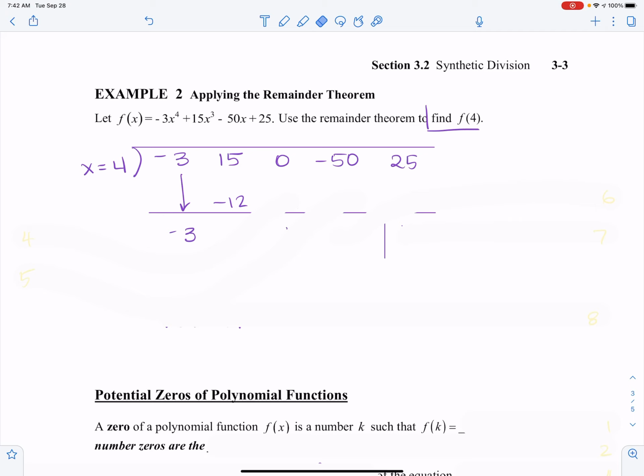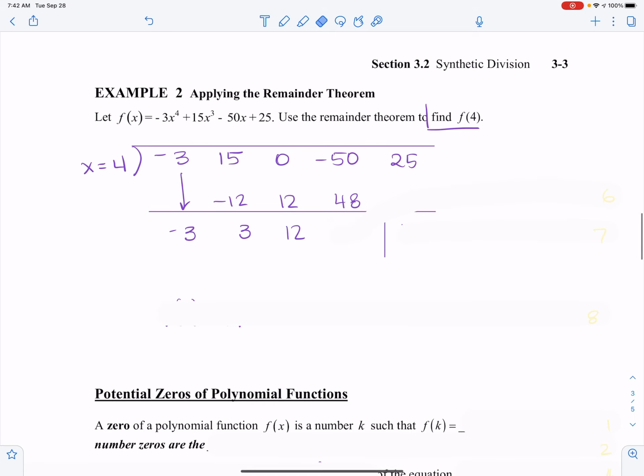Add, and you'll get 3, then multiply, you get 12. Add, you get 12. Multiply, you get 48. Add, you get negative 2. Multiply, you get negative 8. And then add, and you get 17.